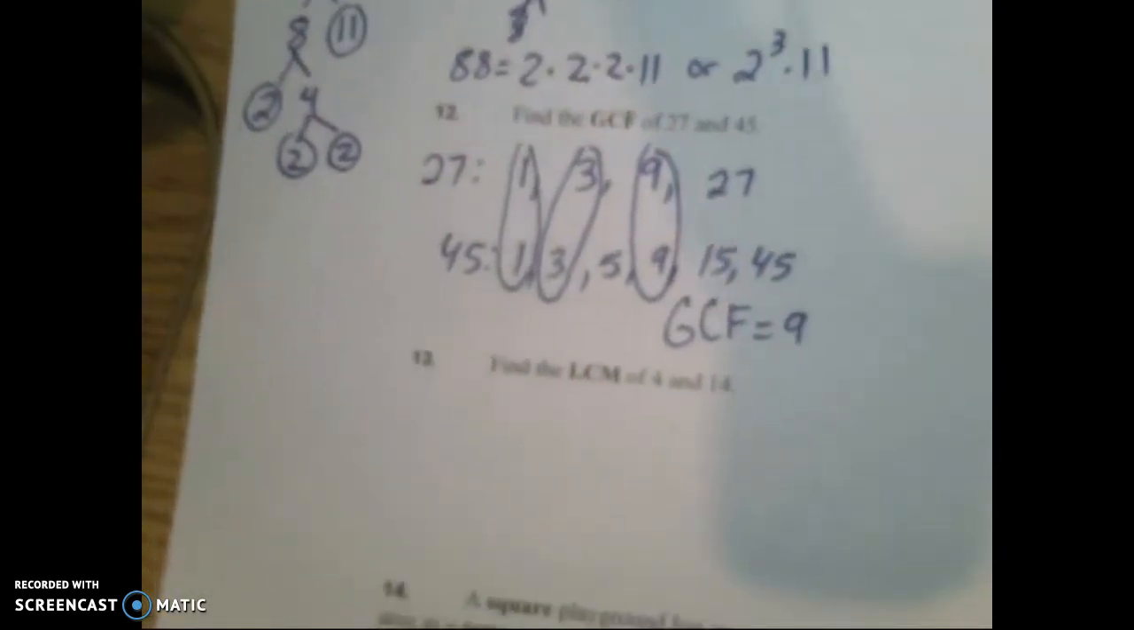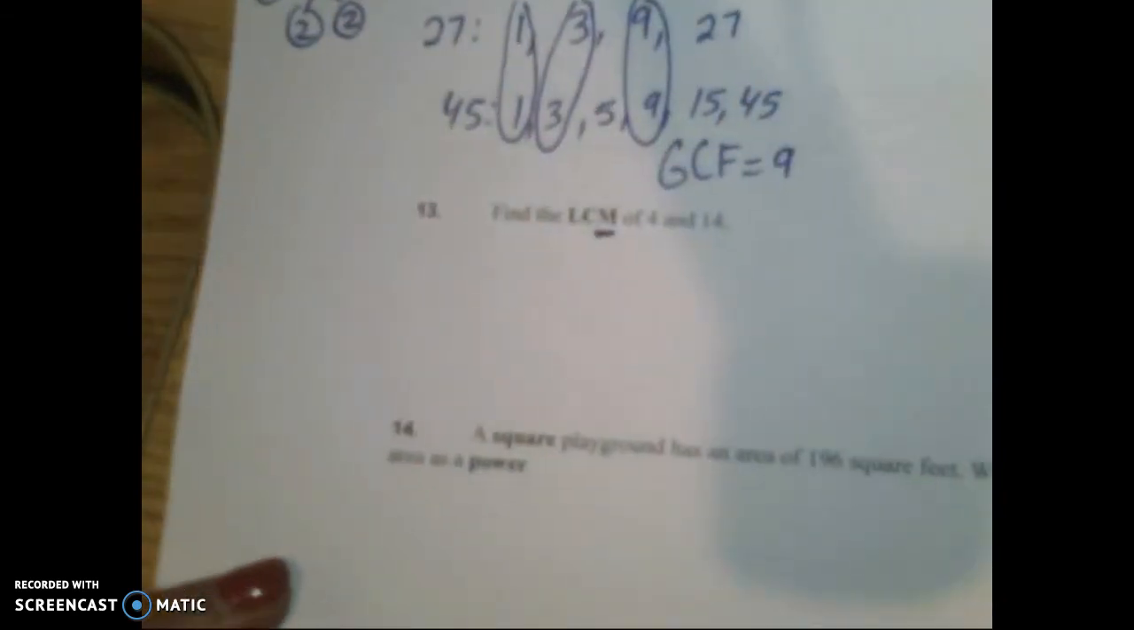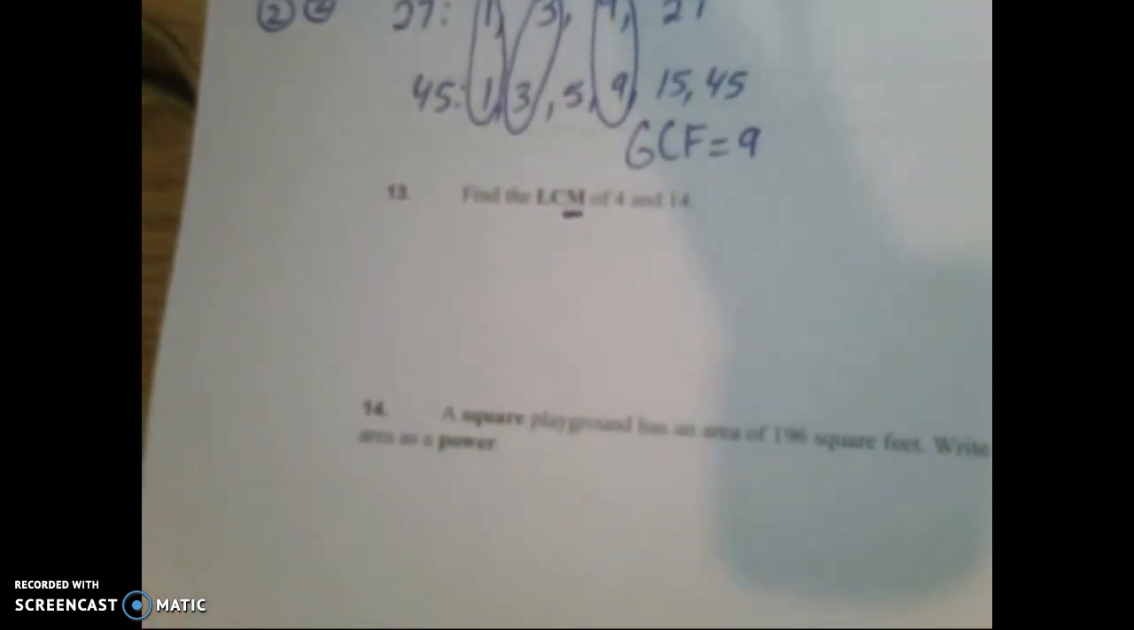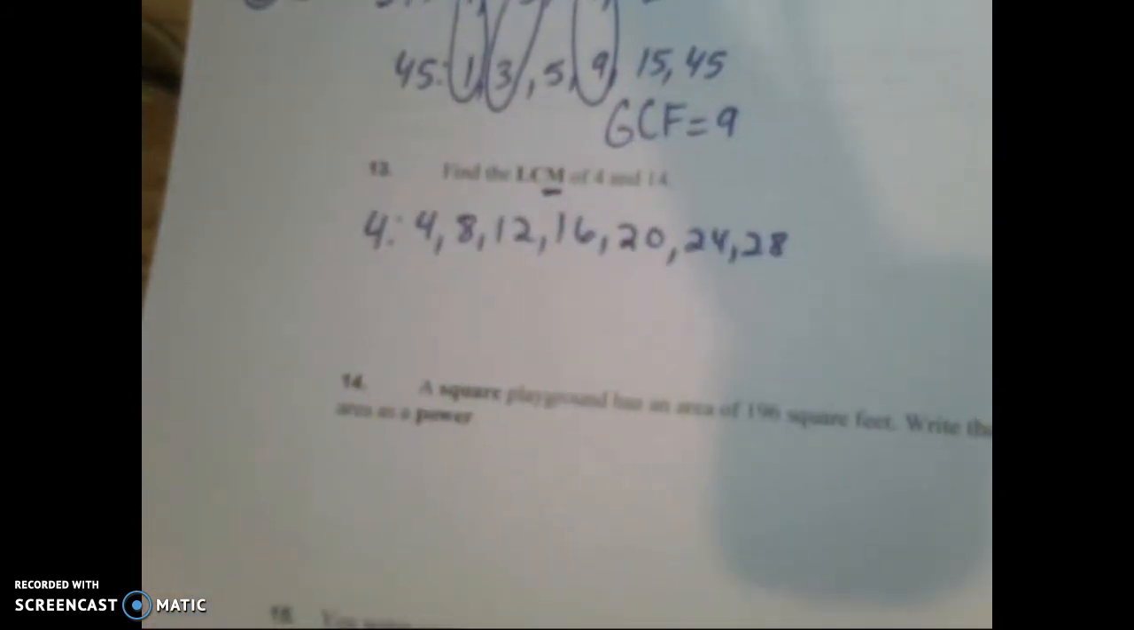LCM is the total opposite. The M stands for multiple. So you know that you're going to list your multiples of those numbers. So the multiples of 4, I'm going to do 4 times 1, 4 times 2, 4 times 3, and so on. Those are all the multiples. And I can go further, but I'm going to stop right here just to see.